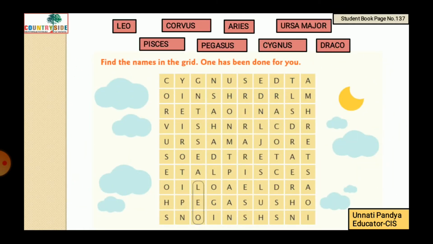Now let's move on to the student book exercise on page number 137. These are the names of different constellations. I hope you remember what is a constellation. A constellation is a group of stars which makes a specific shape. Here we have to find the names of the given constellations from the grid.